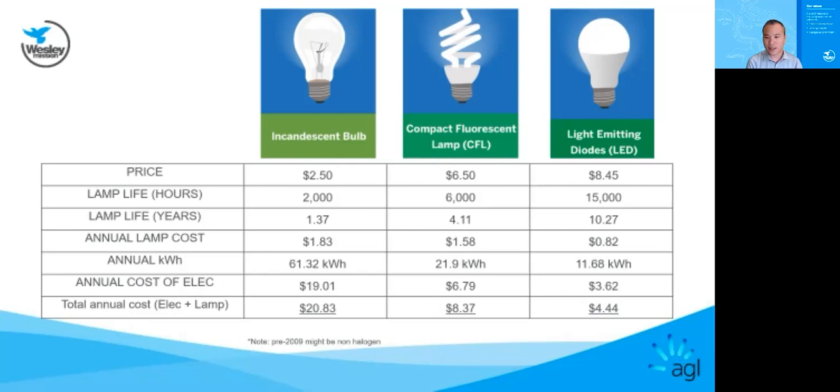This is a bit outdated. Now, LED lights, you can buy them for anywhere between $3 to $5 now. So there's an even bigger saving. And if you look at the lamp life for your LED lights, 15,000 hours. So this here is one thing that we encourage you and our clients to change in the home.